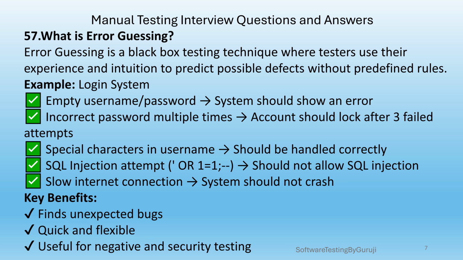Third, special characters in username should be handled correctly. Fourth, SQL injection attempt, or 1 equals to 1 or dash dash, should not allow SQL injection. Slow internet connection, system should not crash. Key benefits of error guessing: first, finds unexpected bugs; second, quick and flexible; third, useful for negative and security testing. So this is all about error guessing.